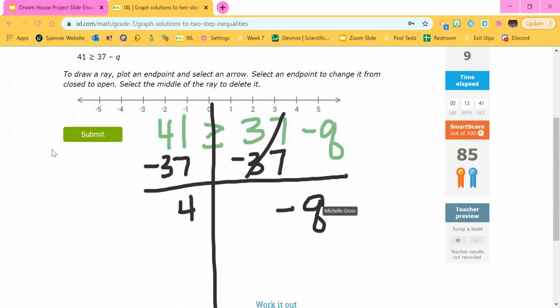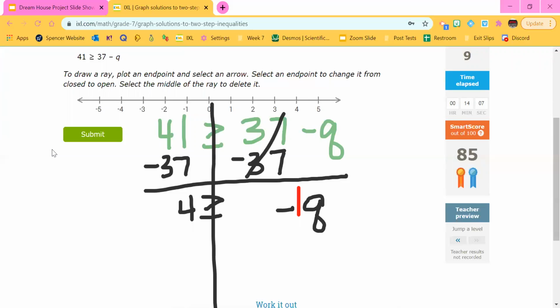Now, there's a couple things going on here. I got the Q on the right-hand side. I got a negative Q. So let's go ahead and just solve. How would you get rid of that negative Q? What did we say if it was just a Q just sitting there by itself? How many Q's is that? It's 1 Q. So it would be like negative 1 Q.